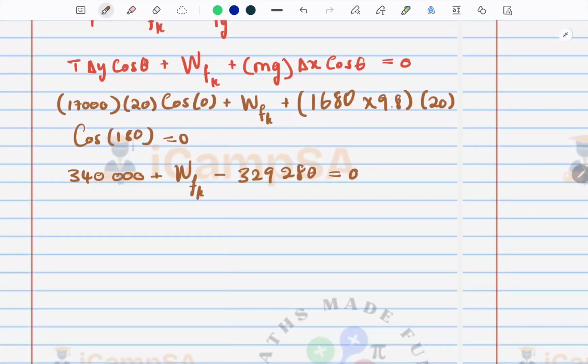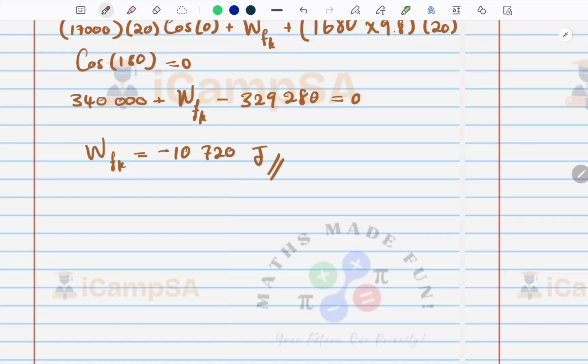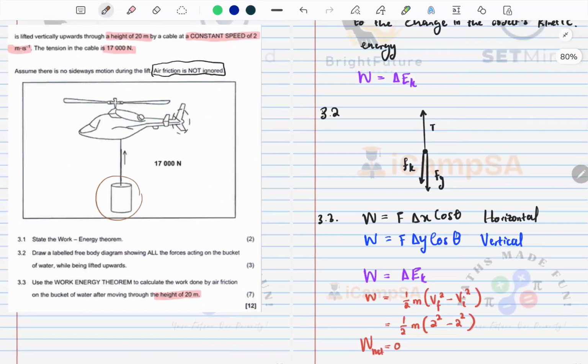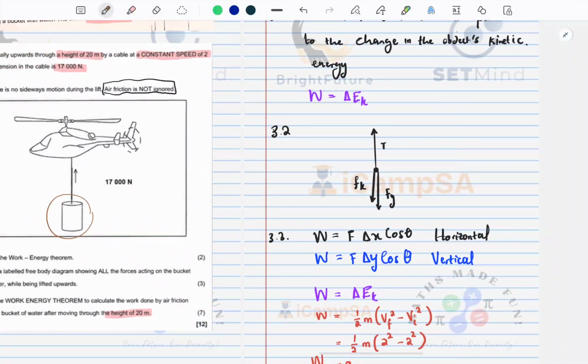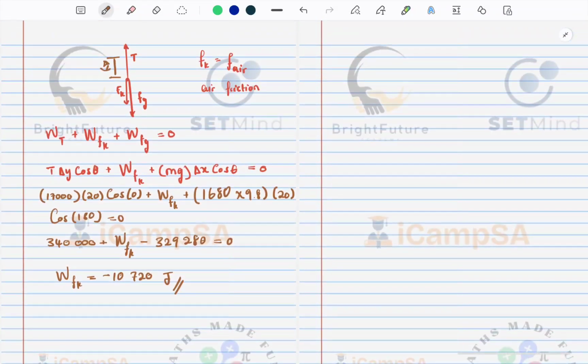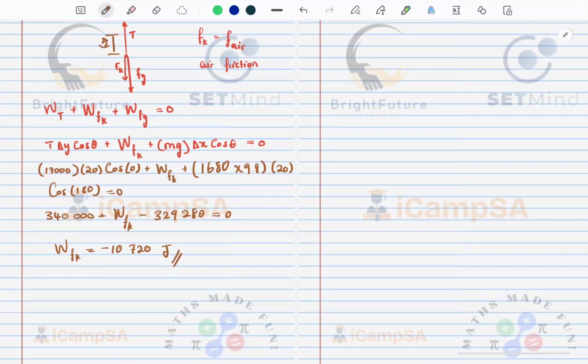Okay, and this is what I'm getting from punching the calculator. Right? Then I can subtract this stuff again. 1, 2, 3. And then I'm getting Wfk is equal to minus 10,720 joules. This is what I've got here as my final answer. Okay, right. I think that's it for this question here. Let's see if we've got more questions.